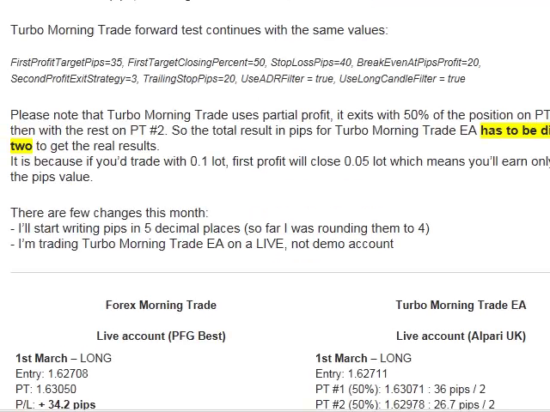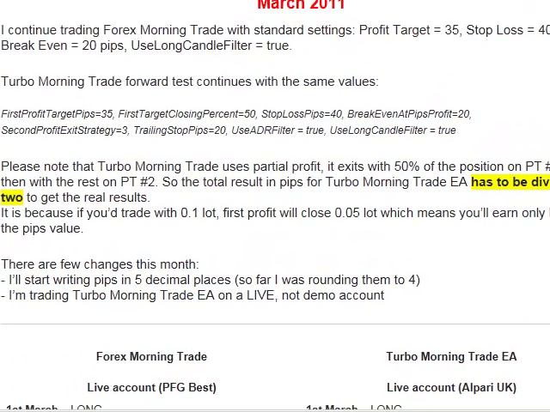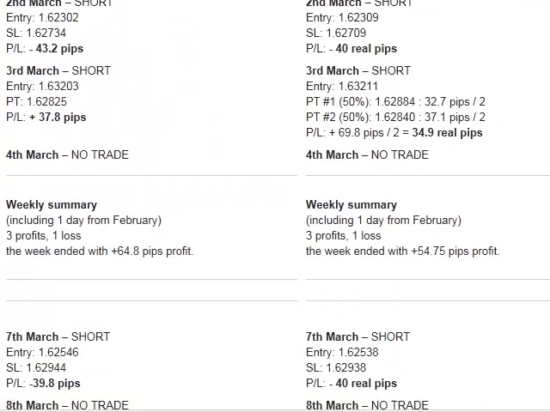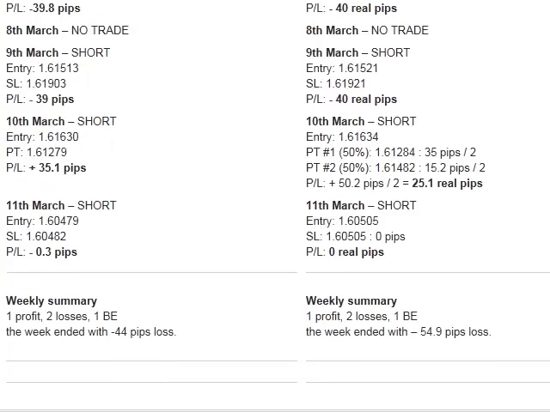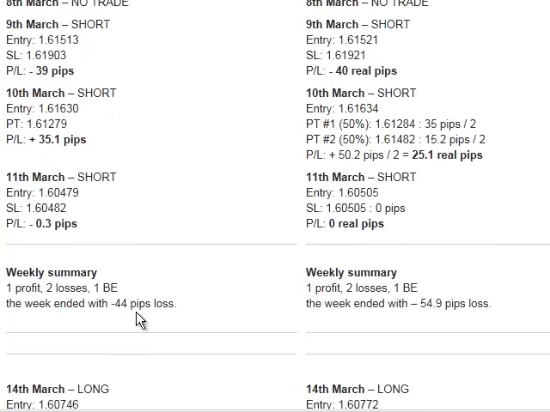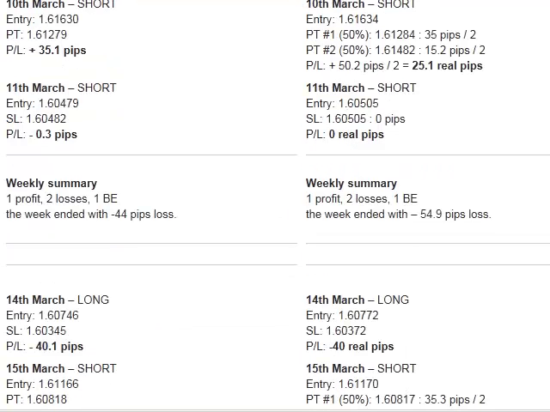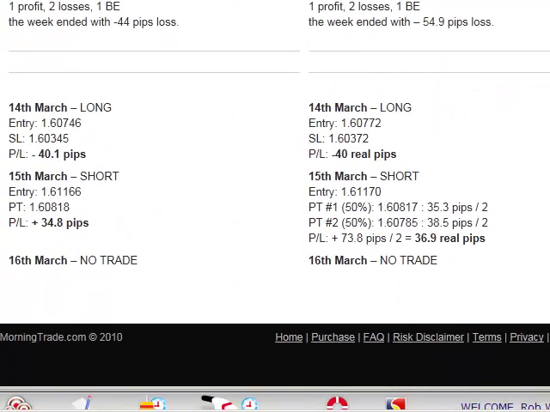So right now, March, we're a little bit positive right now. The first week was 65 pip profit. Second week, 44 pip loss. So far 20 pip profit. And then this week so far, we're at a 5 pip loss. So we're looking at a 15 pip profit right now in March.